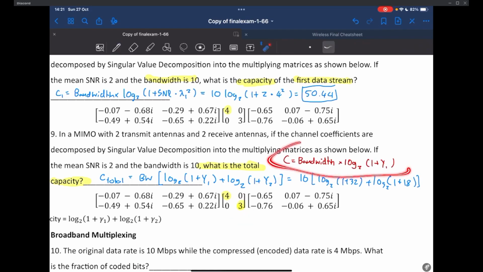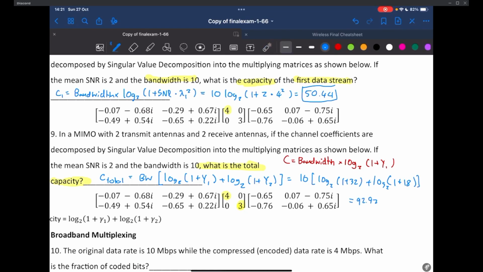So notice that C can be written like this as well, or it can be written like this. Notice the SNR times the H. I wrote it as lambda for this sake, so it's the same thing. Sorry if it confuses you, but I simplified it. We figured out that it's 32 here, and this is 18. So the final result of this would be 92.92.